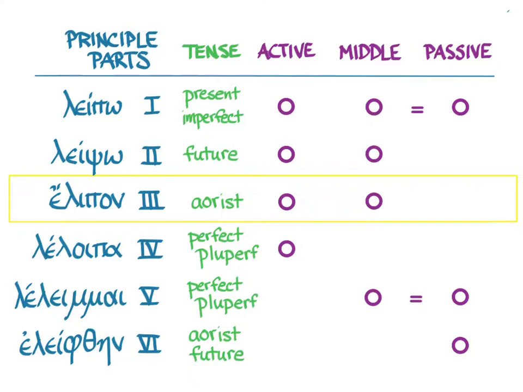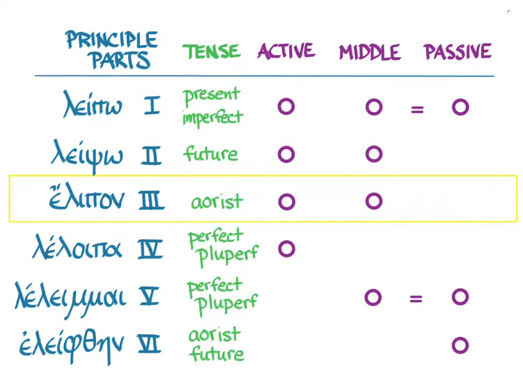The principal parts here are lepo, lepso, elipon, leloipa, lelemai, elefthane. So you can see that principal parts 1, 2, 4, 5, and 6 follow the patterns that you've already seen, with variations that you've become accustomed to accommodate the consonant stem in the principal parts. So the third principal part is the one that looks a little strange. All the third principal parts you've seen so far have an alpha and usually a sigma alpha at the end of the word, but not lepo, not elipon.